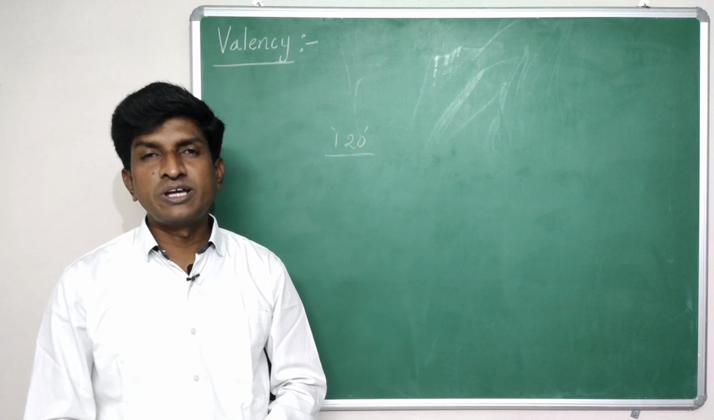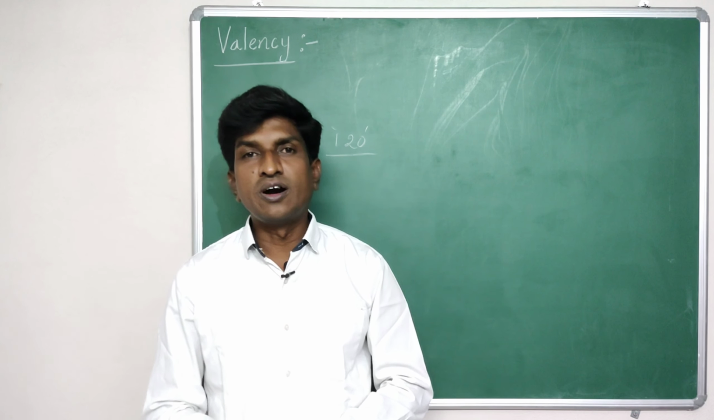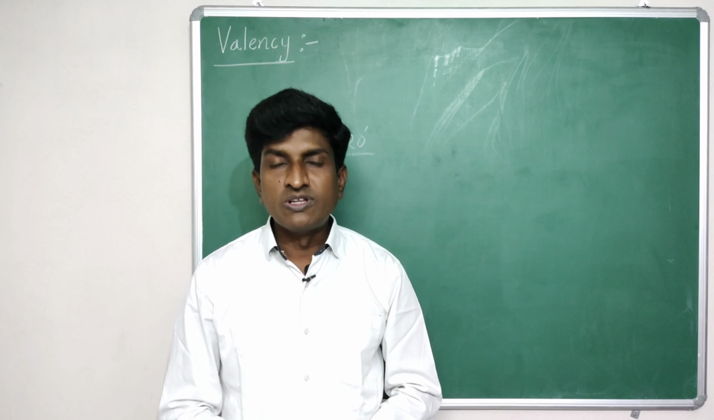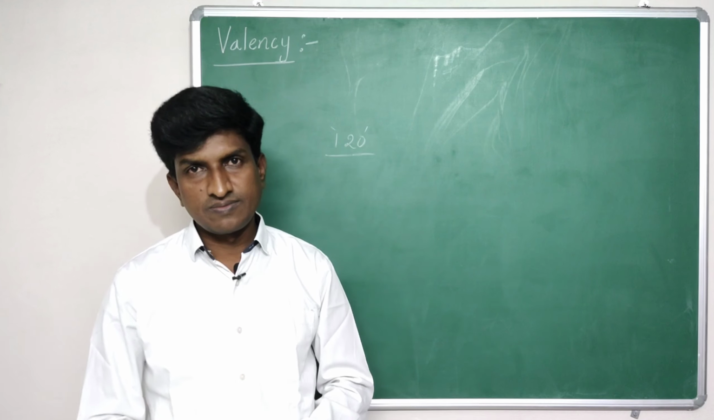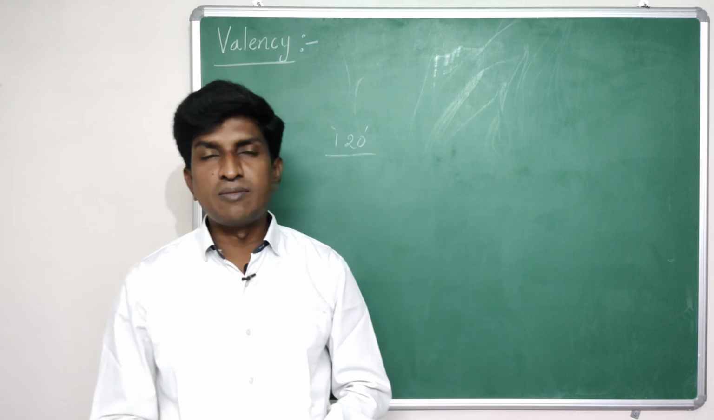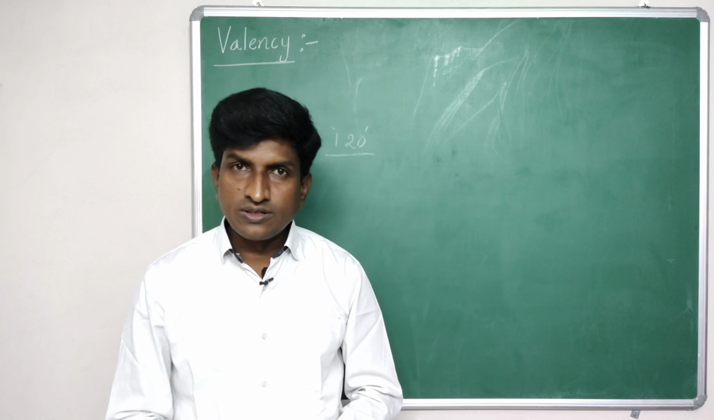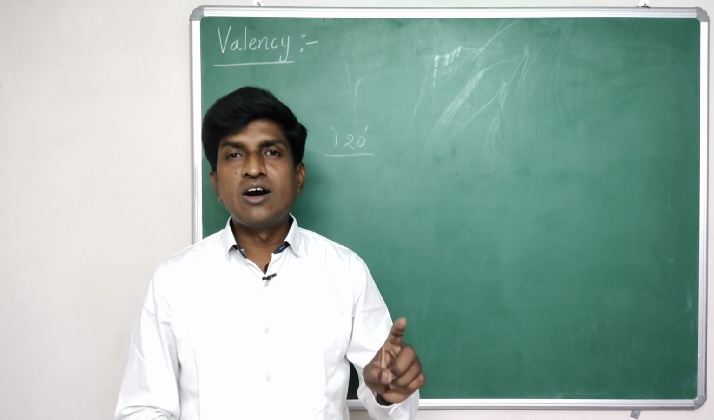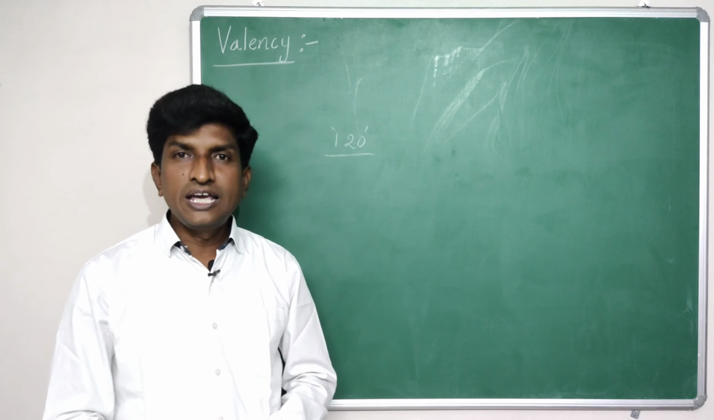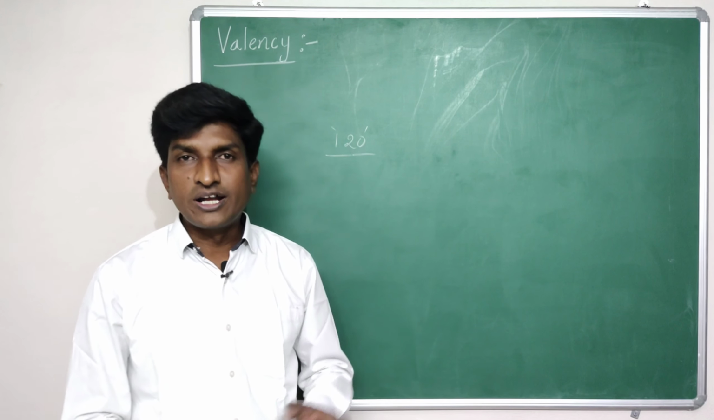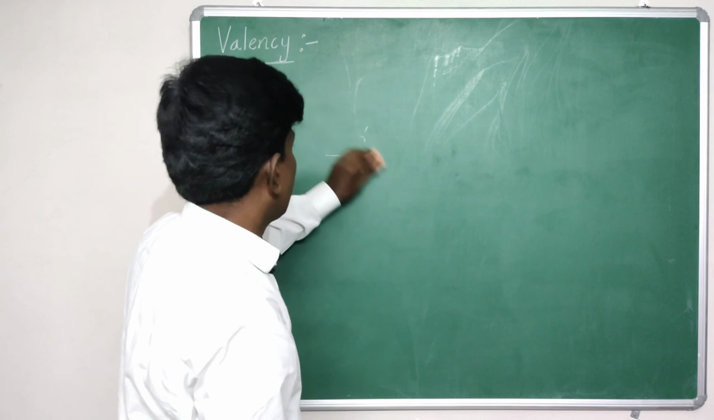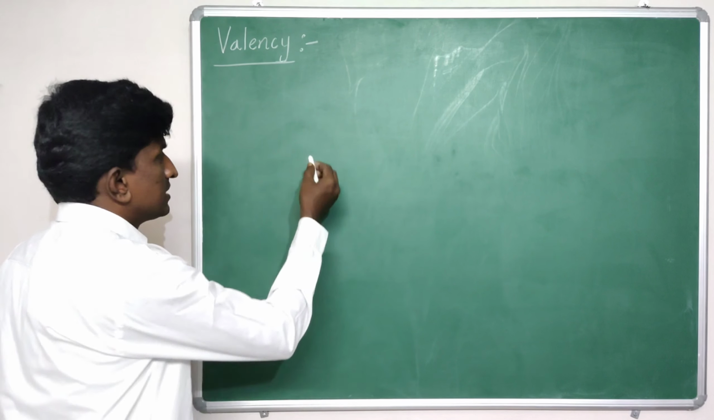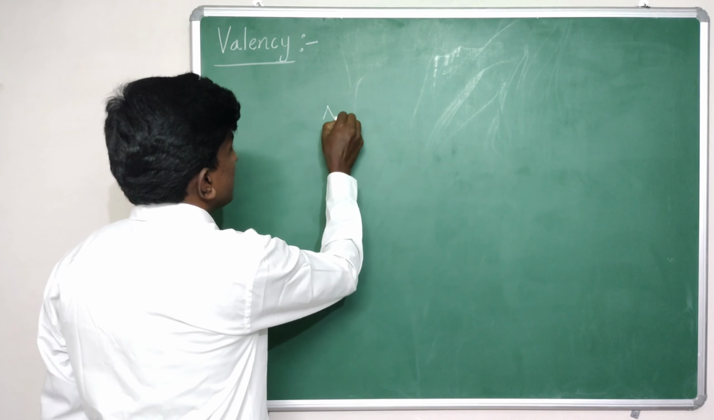Valency was explained by the combining property of an element with respect to hydrogen or oxygen atoms. If an element is combined with hydrogen, the valency of that element is equal to the number of hydrogens that it combined. For example, let us discuss a few examples here.